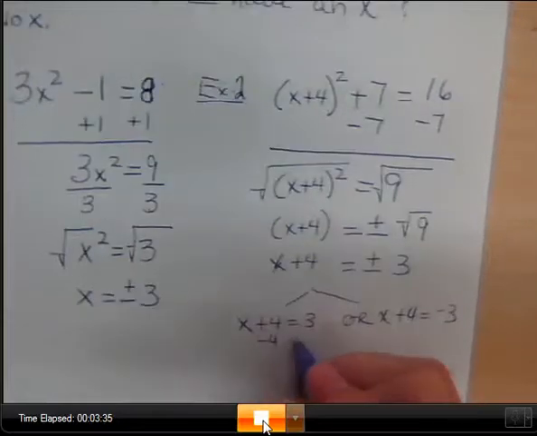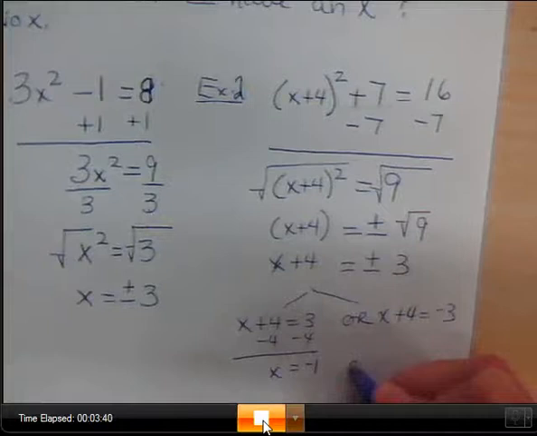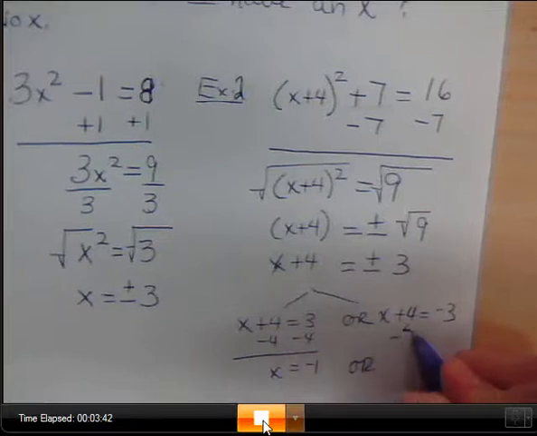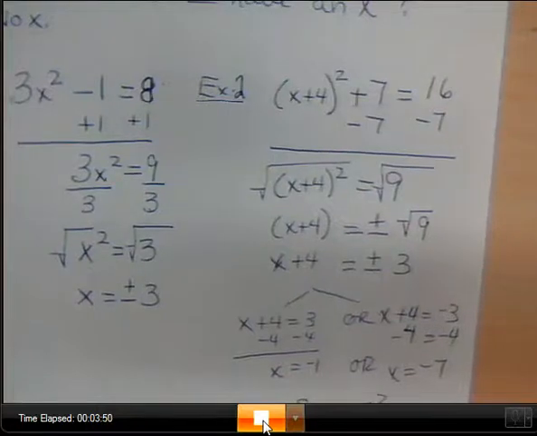So we'll get rid of our 4. And we get x equals negative 1, or, getting rid of our 4, we get x equals negative 7. So your two solutions would be negative 1 and negative 7.